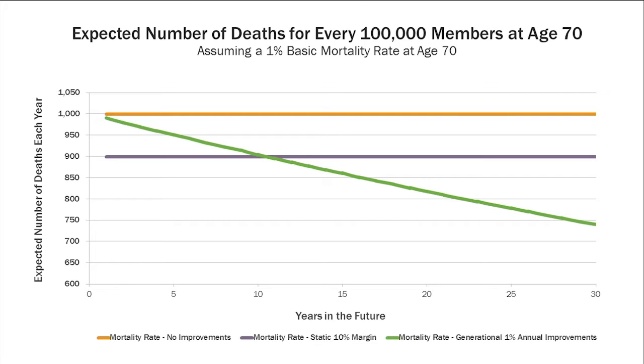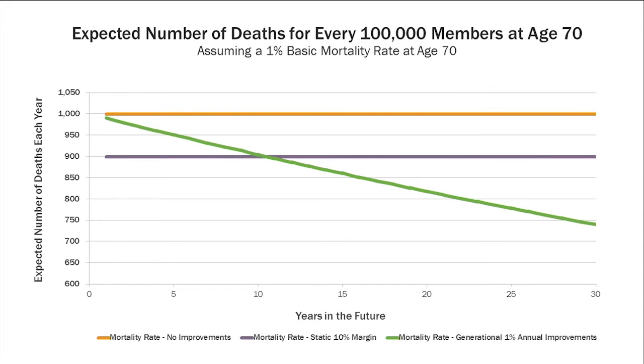And the main reason is, I'll try to explain the difference between the two through this chart here. When we do an experience study and we derive mortality rates, we basically set a percentage. In this case, let's say we look at the data and find that 1% of the members that are age 70 die at that age. That gives us a mortality rate of 1%. So if you have 100,000 members that are age 70, you'll expect 1,000 deaths per year. That's the orange line you see there.